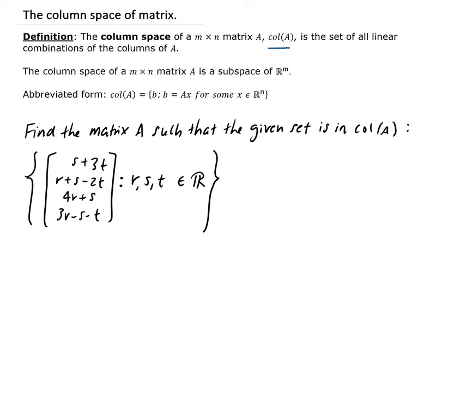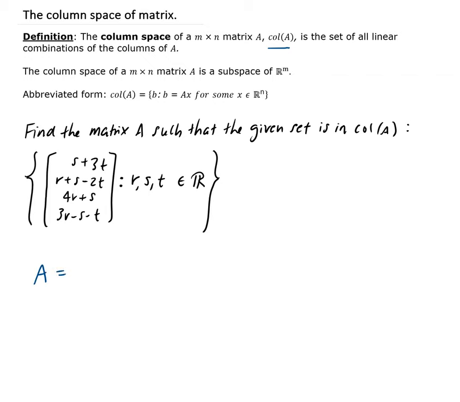So let's look at an example of this. Let's say you want to find the matrix A such that the given set is the column space of A. All we need to do here is expand this in parametric form, and that will give us the matrix. Those vectors that we get will form the columns of A.